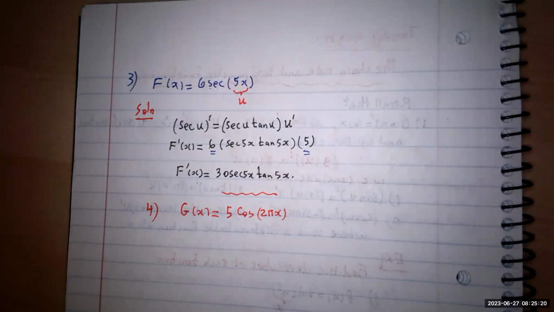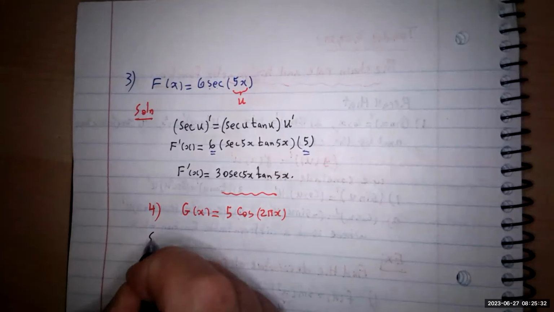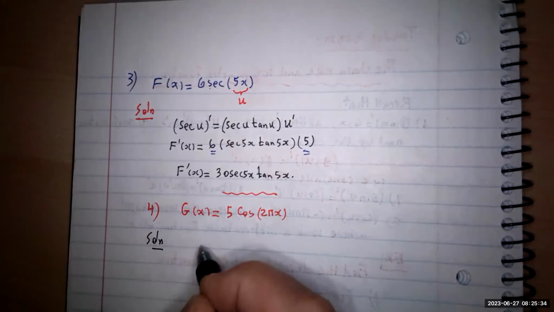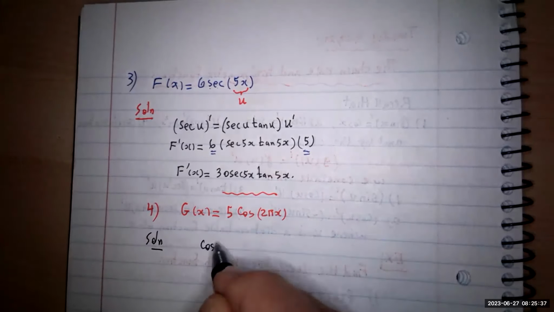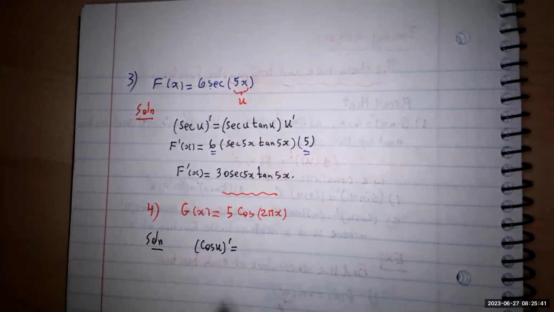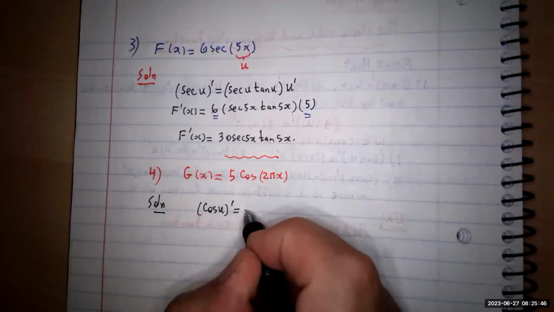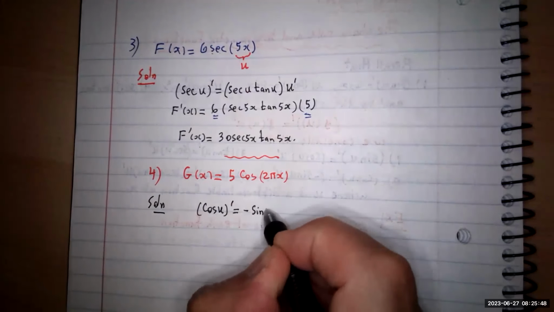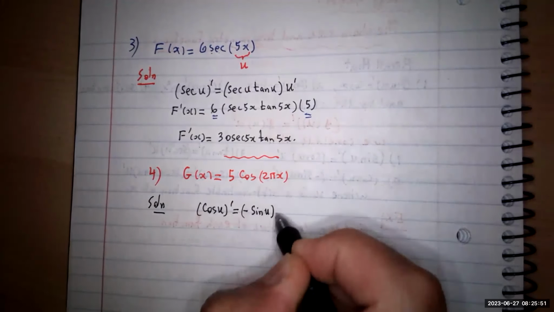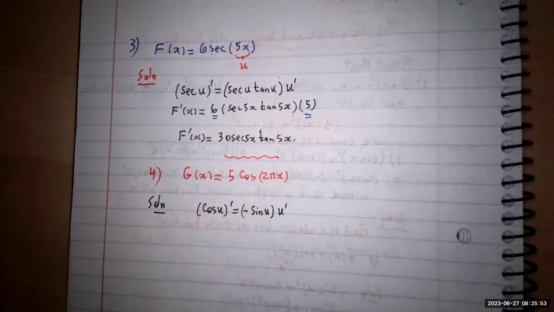Again, this is the case for the chain rule, because it's a composition of 2 functions. The outside function is cosine, the inside function is 2 pi x. So you remind yourself that you have to use the cosine version of the chain rule. The derivative of cosine of u is the derivative of the outside function, which is negative sine of u, but you have to pay for it, multiply by u prime. This is your formula.